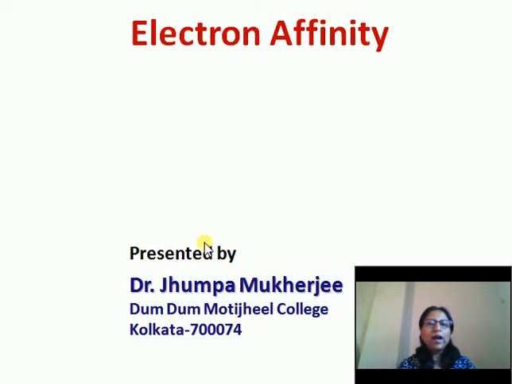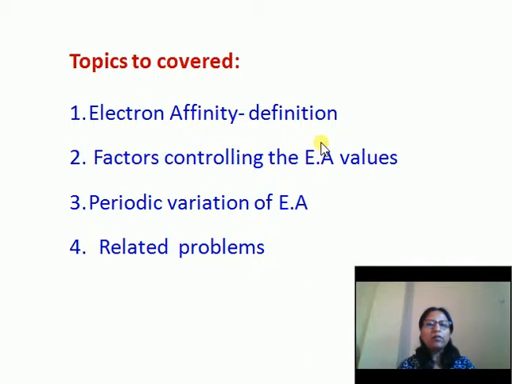Today we will learn about a very important property called electron affinity of the elements present in the periodic table. In this lecture I will be covering topics like the definition of electron affinity, then the factors controlling the electron affinity values, then the periodic variation of the electron affinities, and at the end I will tell you about some of the related problems.